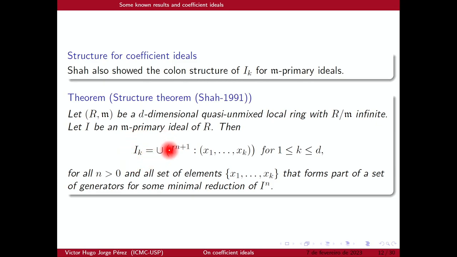Taking the same m-primary ideal, the coefficient ideal is the union of the colon ideals of these powers, where the generators form part of a minimal reduction. Then this coefficient ideal is sufficiently computed by this colon to get the coefficient ideal. This is a very, very nice result. I think these are the main results in the paper of Shah. This result was published in the Transactions of the American Mathematical Society. This is a very nice result.